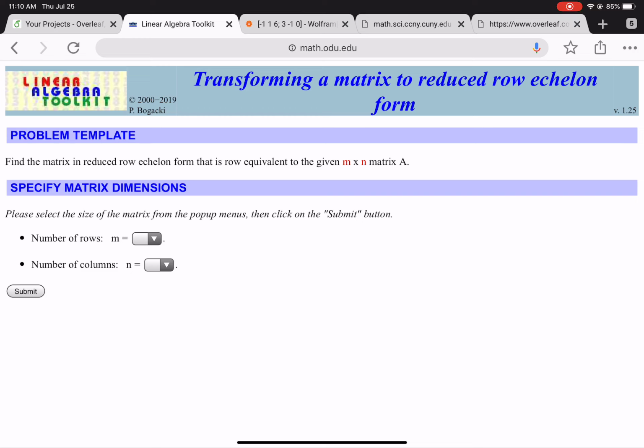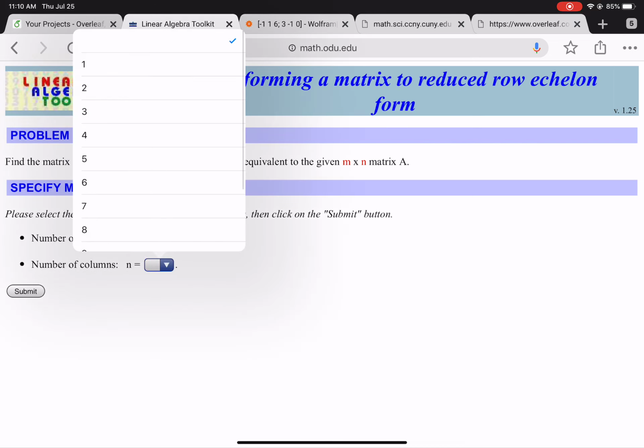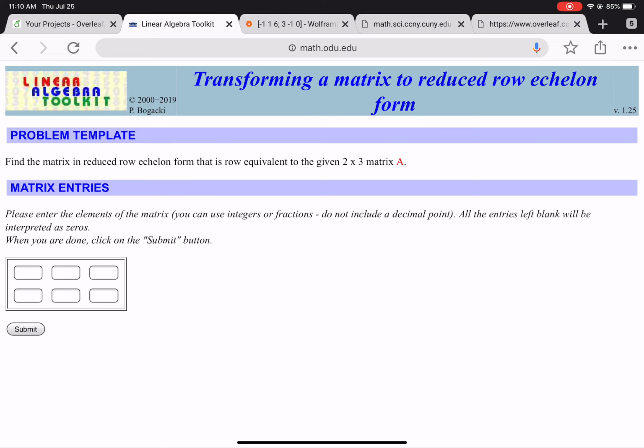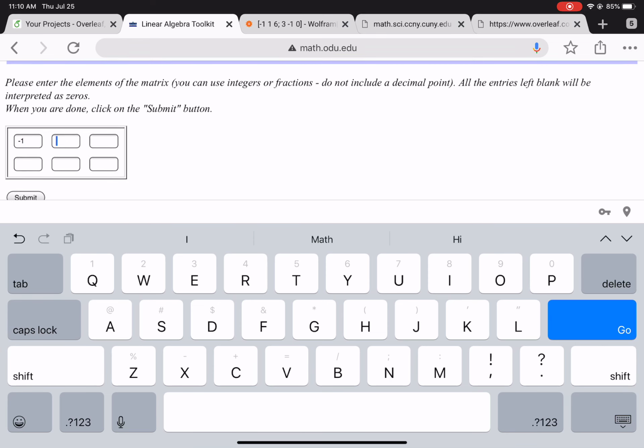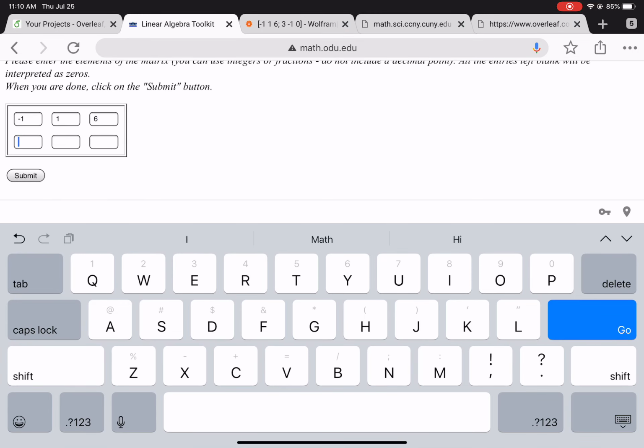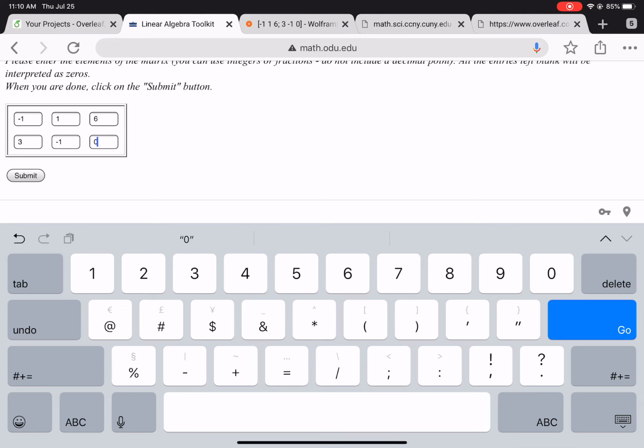The first one. So it says the number of rows. The number of rows in our system will be 2, and the number of columns will be 3. And we submit this, and now let's input this. So the first row was -1, 1, 6. And the second one, what was it? 3, -1, 0. And what we do with this is we submit this, and let's see what this tells us.